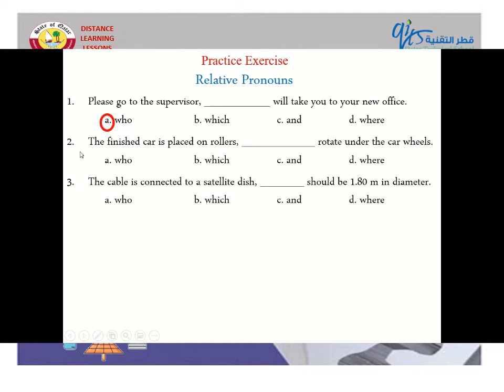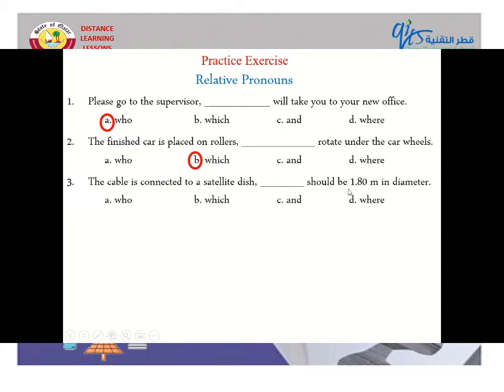Number 2, the finished car is placed on rollers, space, rotate under the car wheels. Now, rollers are things, so we can use which or that. So here, let's look at our options. We have which here. Number 3, the cable is connected to a satellite dish.